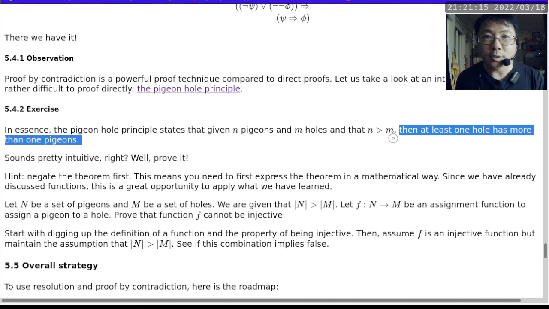So how do we negate at least one pigeonhole has more than one pigeon? Well, let's think about it. If you say at least one pigeonhole has more than one pigeon and you negate it, after the negation it means every single pigeonhole has at the most one pigeon. Let me say that one more time. The negation of at least one pigeonhole has more than one pigeon is all pigeonholes have at the most one pigeon.